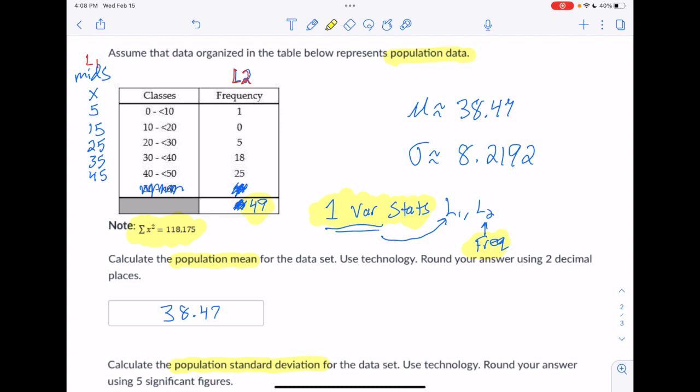All right, so there's your population mean and population standard deviation using the full abilities of the calculator on a grouped data table where we had to use midpoints for our x values. I hope that's helpful and get you unstuck. Good luck as you go back to the quiz.